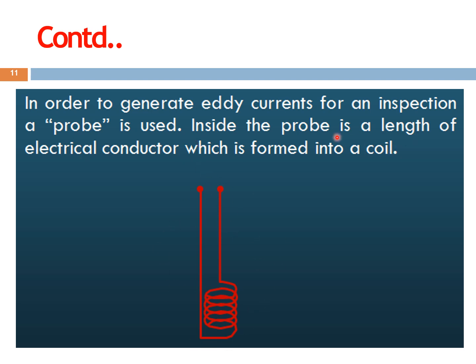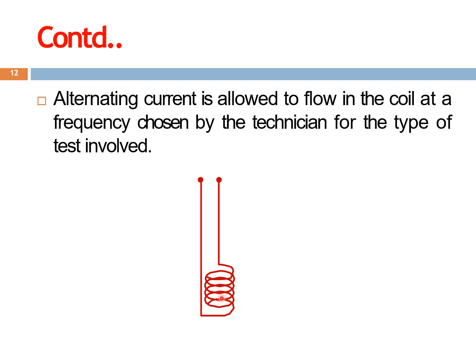Inside the probe is a length of electrical conductor. This is actually an electrical conductor which is bent into the form of a coil. It is made of copper, or any other conducting material can be made in the form of a coil, and then alternating current is allowed to flow through the coil. The frequency is controlled by the technician. Different types of material might require different frequencies for the AC current.